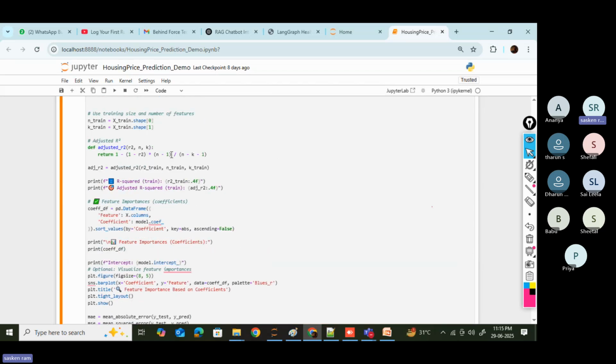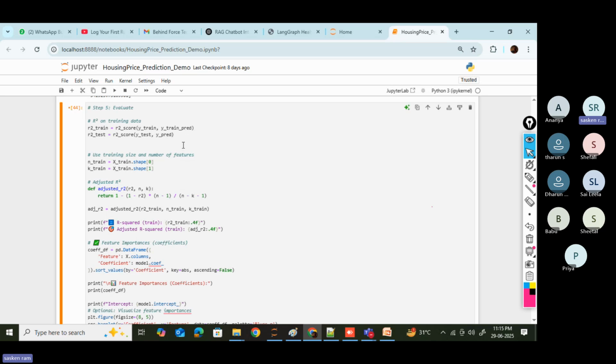For R squared, the r2_score function is available. For adjusted R squared, I have written a custom function, my own function. How to write a user defined function? You need to use something called def. This is a reserved word, followed by the function name, and then these are the arguments. You can pass the arguments, and whatever values you pass will get substituted here, and then it will return the formula that you mentioned.